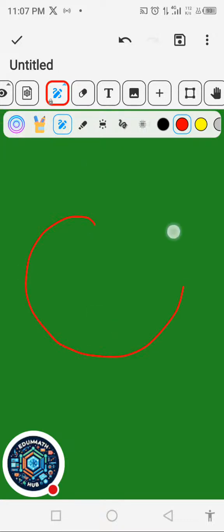Let me draw it here. You have the Earth. You have the north, south. Draw that one down. This is not the magnetic meridian.